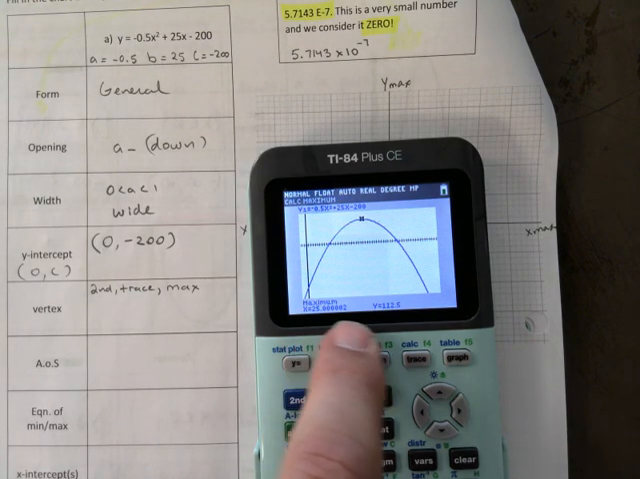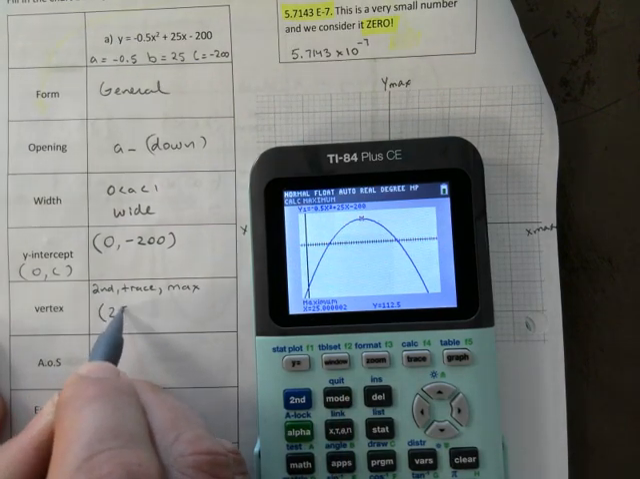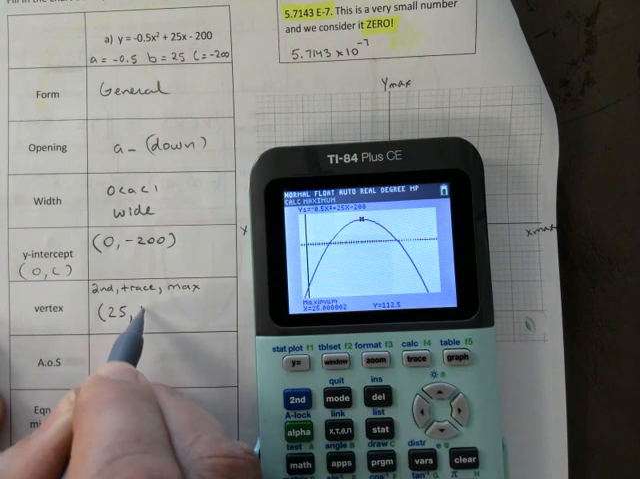And there's the maximum. That's your vertex. So write down the coordinates. In this case, it's perfectly 25.